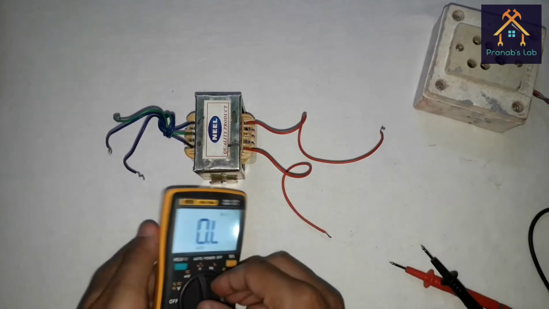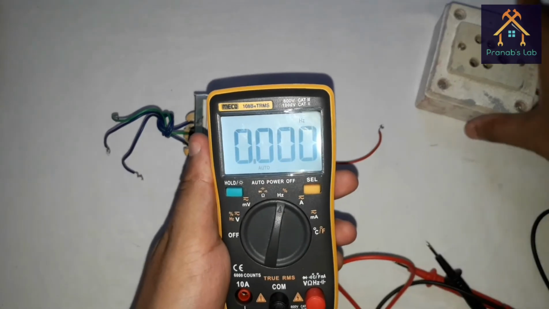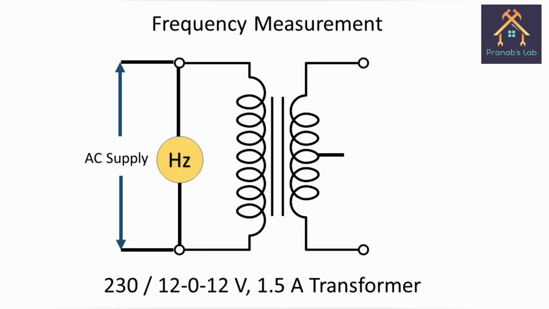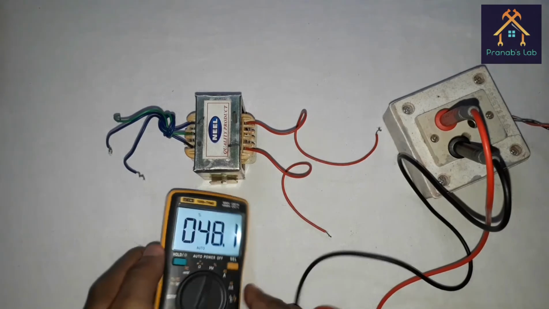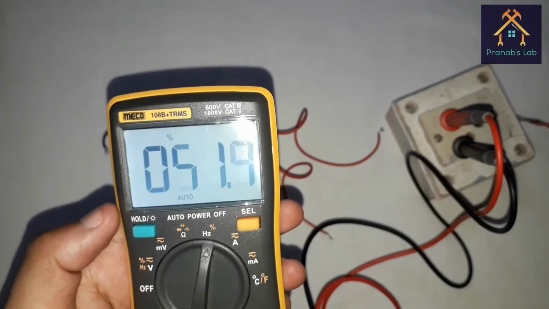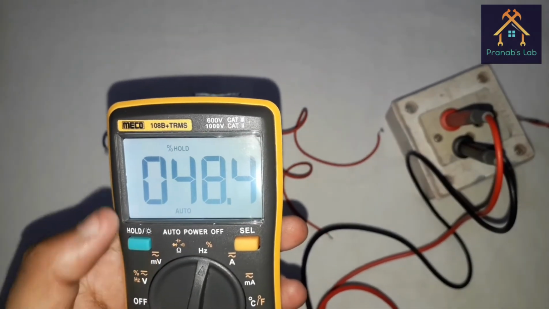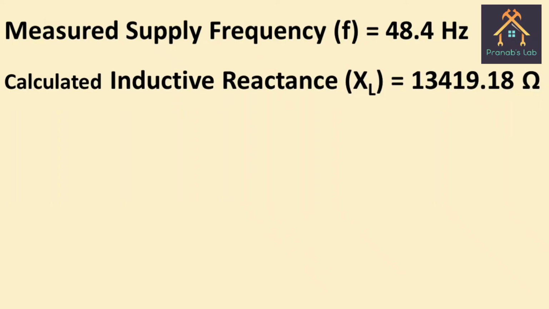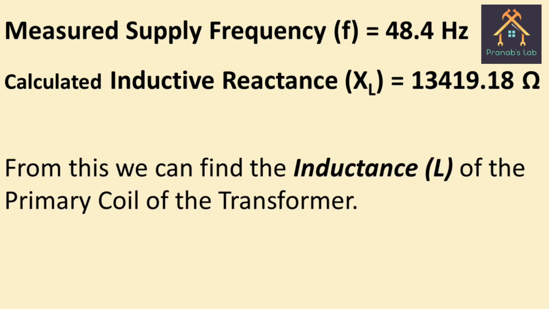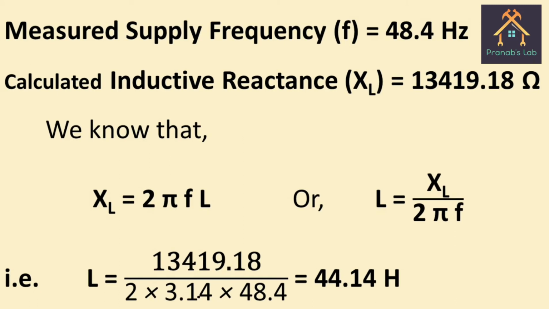To determine the inductance of the coil, we have to measure the frequency of the supply as shown in figure. So change the pointer to the frequency range and measure the frequency, and the frequency is 48.4 Hz. Now from the measured supply frequency and calculated inductive reactance, we can easily find the inductance of the primary coil of the transformer from the equation XL equal to 2 pi FL, and inductance is 44.14 Henry.